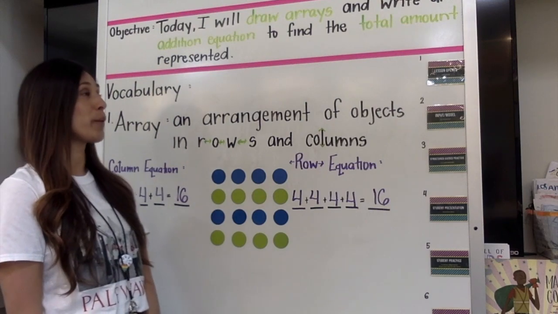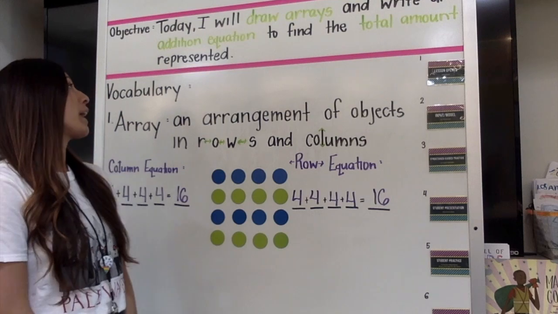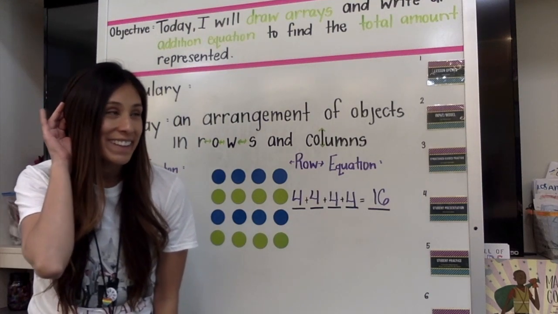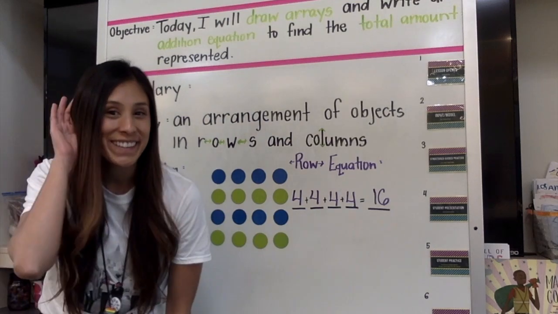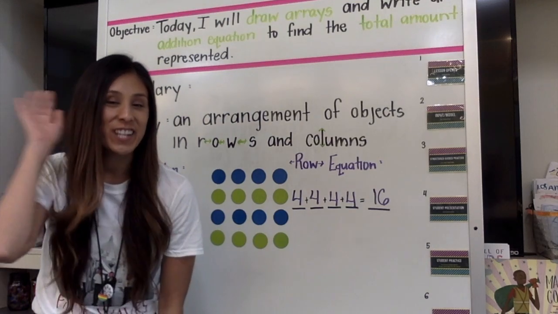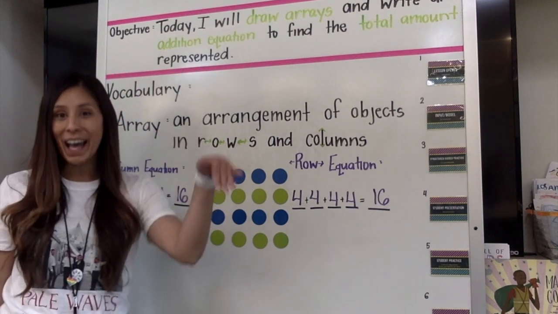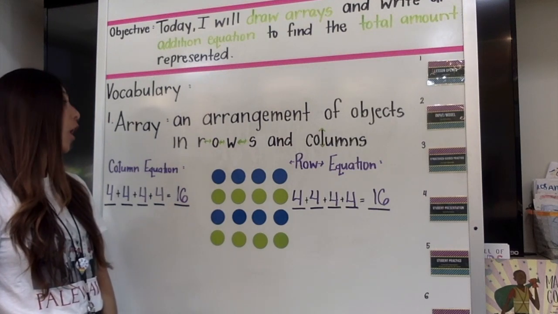Today we'll draw arrays, your turn, and write an addition equation, your turn, to find the total amount represented, your turn. Great job. Now our vocabulary is the same as all week last week.